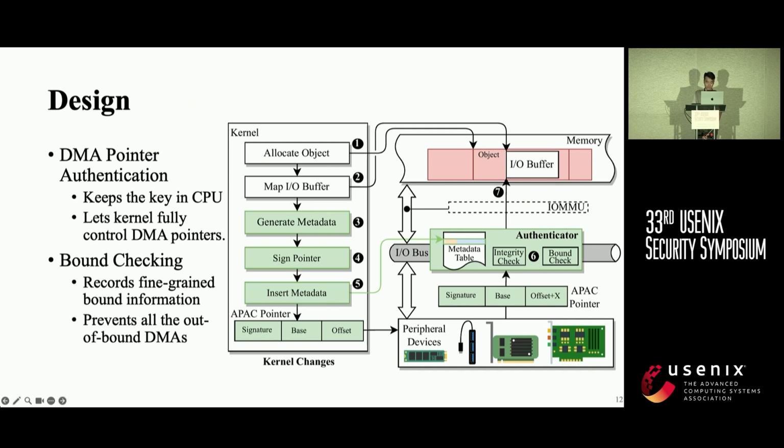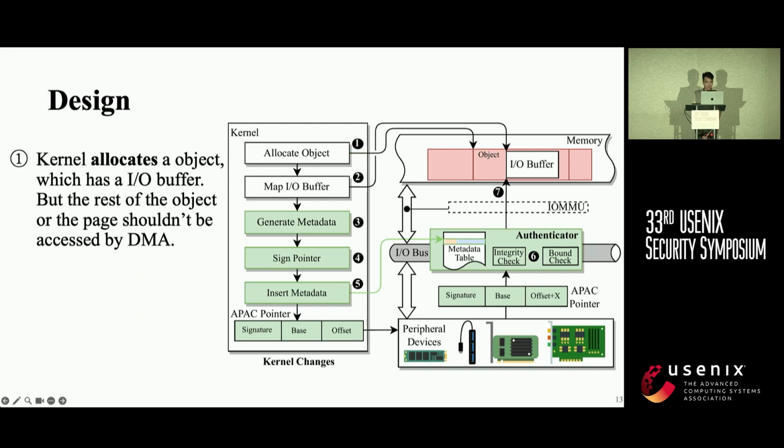Pointer authentication is a mechanism in the ARM architecture. It calculates a signature based on the pointer and puts the signature in the unused high bits of the pointer. Then the signature is checked when the pointer is dereferenced. DMAAUTH applies pointer authentication to the DMA pointers and keeps the key in the CPU. It allows the kernel to control the DMA pointers. It also stores the bounds of each mapped DMA buffer to perform fine-grained bound checking for every DMA transaction to prevent out-of-bound access. Here is the workflow.